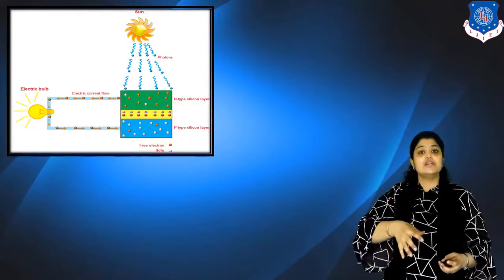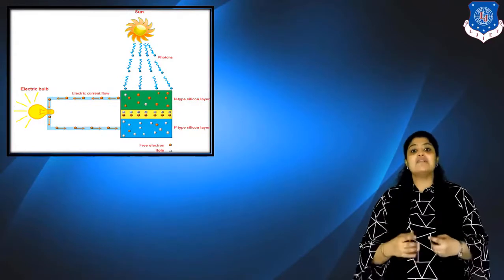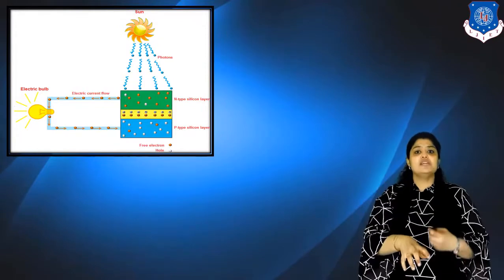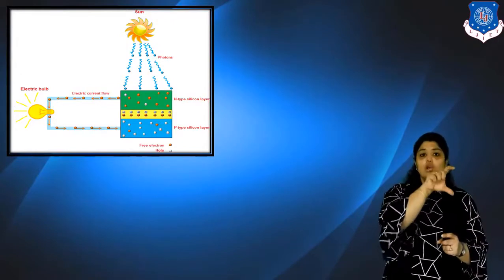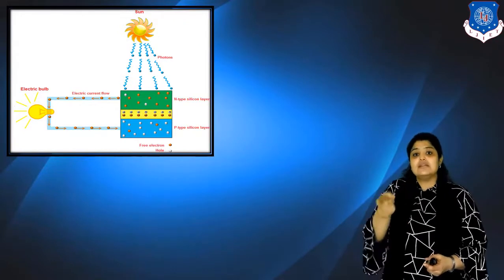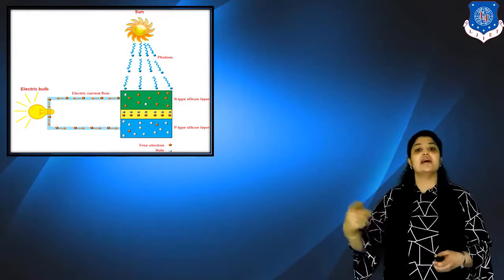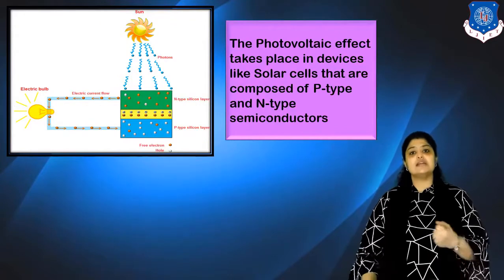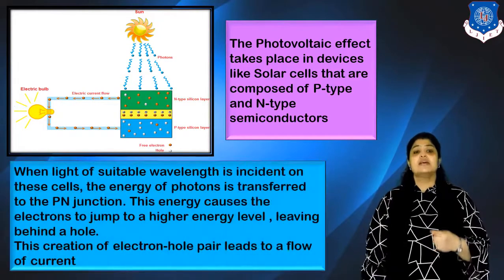When the sunlight is incident on the semiconductor, specifically on the depletion layer, what is the depletion layer? It is having immobile ions, immobile atoms in between. So when these photons strike the depletion layer, what happens? They release electrons. If you connect a load in between them, suppose here a bulb is shown, these electrons generated flow across the PN junction, lighting the bulb in between, and this is how electricity is generated. So I can say the photovoltaic effect takes place in devices like solar cells, which are composed of p-type and n-type semiconductors.